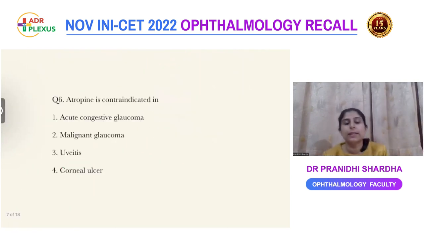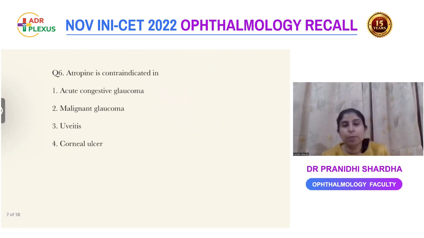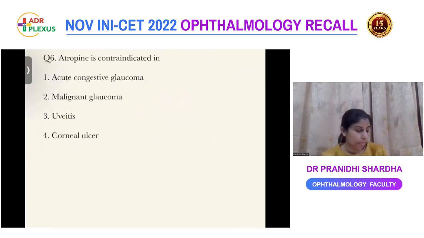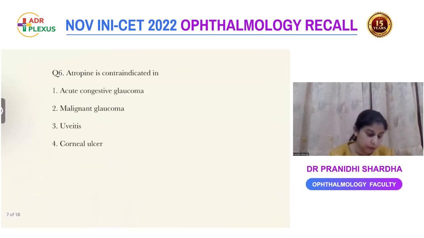The next question is, atropine is contraindicated in which condition. Now we know that atropine, in general, is a mydriatic. Atropine dilates the pupil. It is a mydriatic.